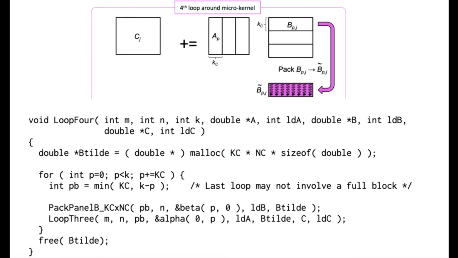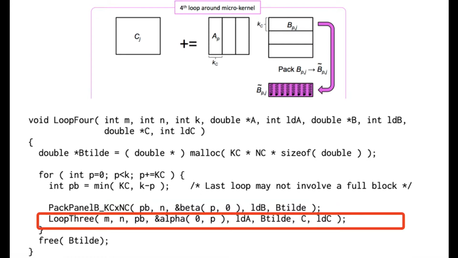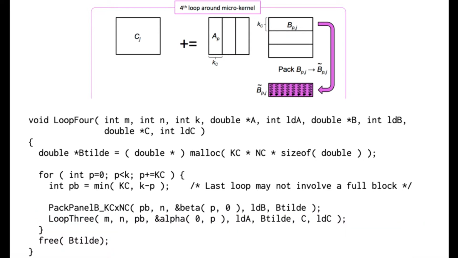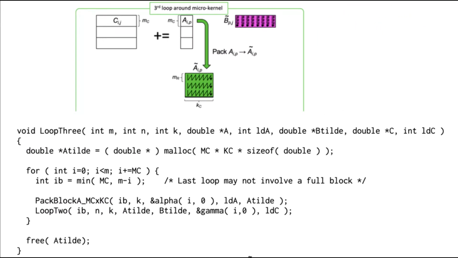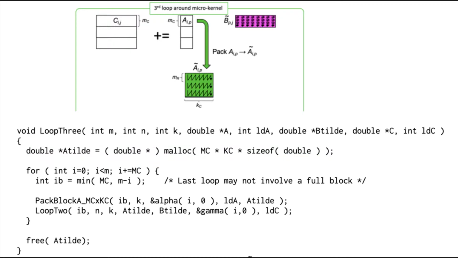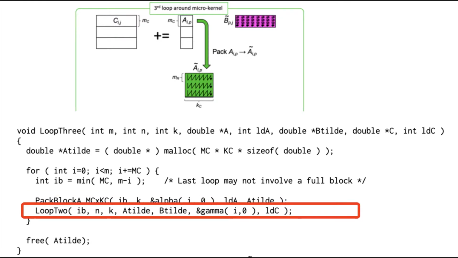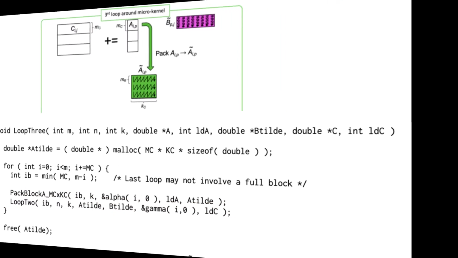For each iteration, we then pack the current row panel of B and pass that to the routine that implements the 3rd loop around the microkernel. Notice that we only need to pass the address of where the packed row panel of B is stored. In the implementation of the 3rd loop around the microkernel, we allocate a buffer into which blocks of A can be packed. For each iteration, we pack the current block of A and pass that and the packed row panel of B to the routine that implements the 2nd loop around the microkernel.